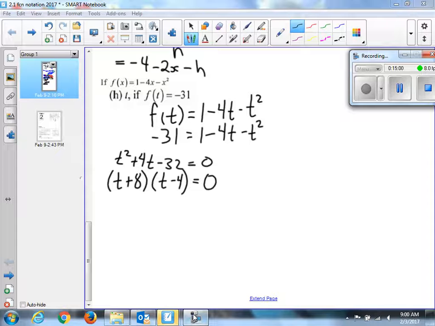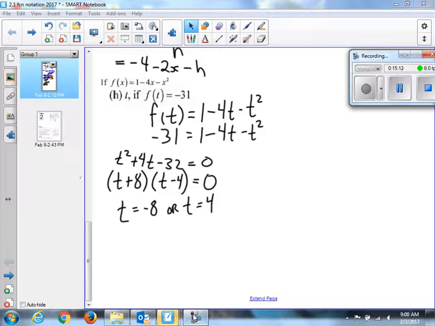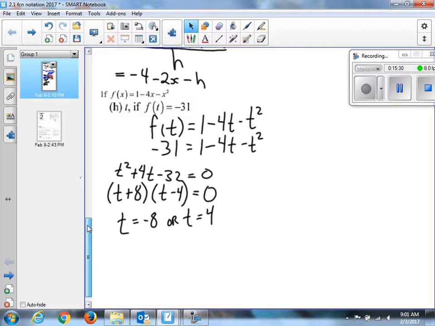And then I say t plus 8 equals 0 when t is equal to negative 8. Or the other factor, t minus 4 equals 0, that means t is positive 4. Those two terms would give me 0 in here. You could check, that would mean f of negative 8, negative 31 should come out. f of 4, negative 31 should come out. Okay? You guys good with this?